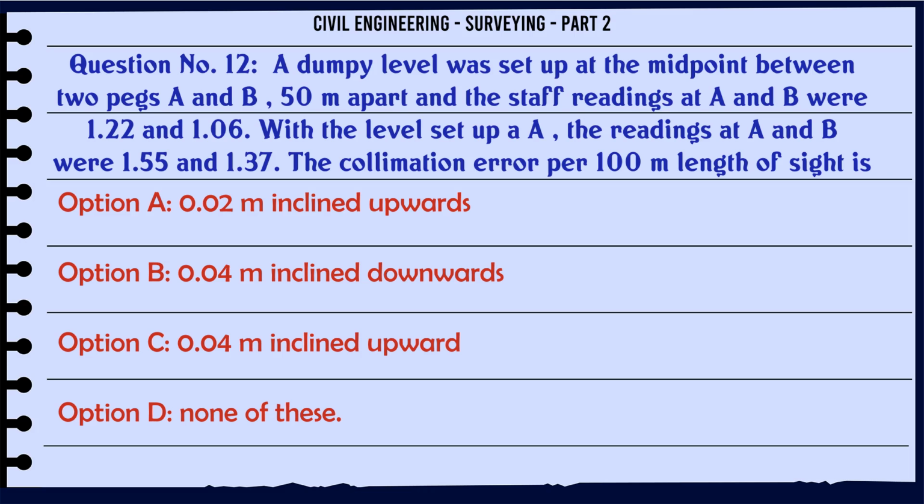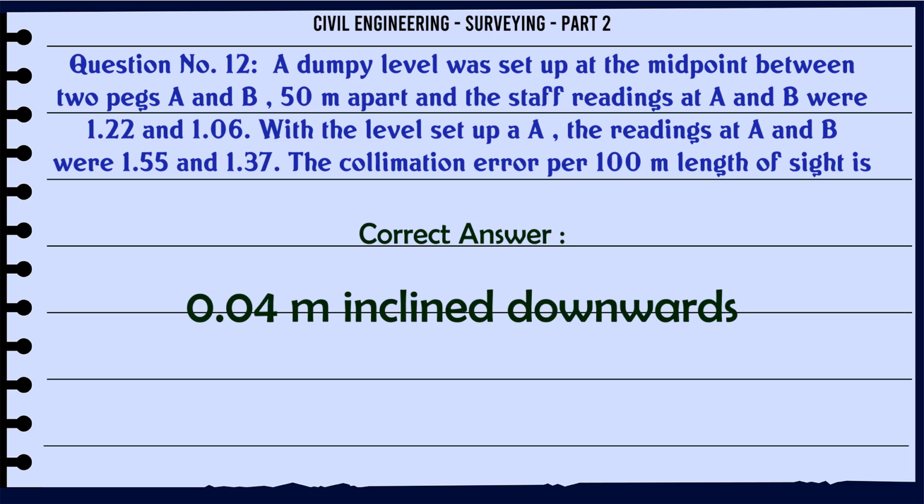A dumpy level was set up at the midpoint between two pegs A and B 50 m apart, and the staff readings at A and B were 1.22 and 1.06. With the level set up at A, the readings at A and B were 1.55 and 1.37. The collimation error per 100 m length of sight is A. 0.02 m inclined upwards, B. 0.04 m inclined downwards, C. 0.04 m inclined upward, D. none of these. The correct answer is 0.04 m inclined downwards.